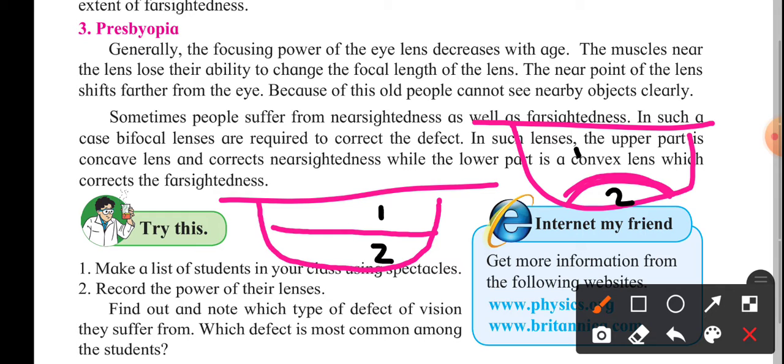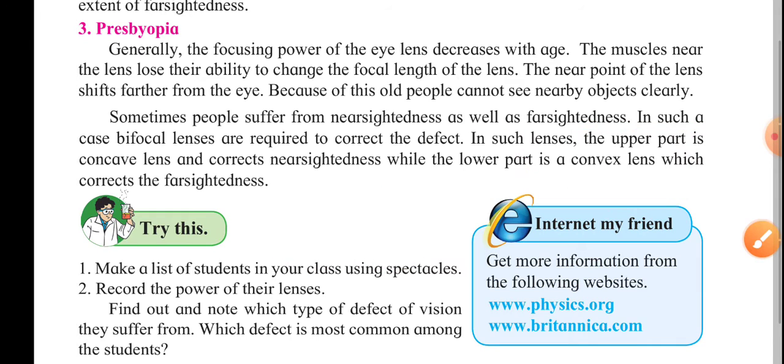Why? Because as age increases, the muscle power in the human body, and the muscles present in the human eye, also become weaker. Due to that, the eye lens or the pupil cannot adjust according to the light, and that brings the defect in the human eye which we call presbyopia. So to correct this kind of defect in the human eye, bifocal lenses are used.